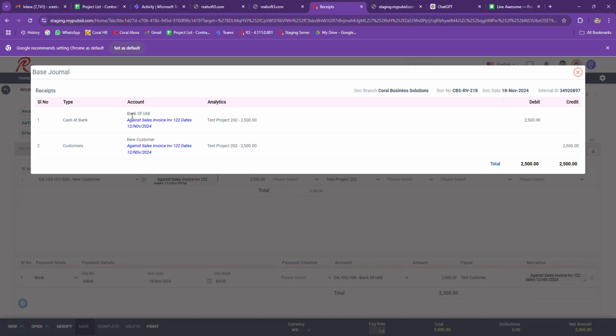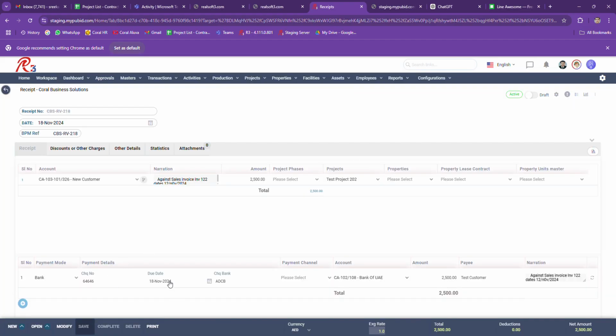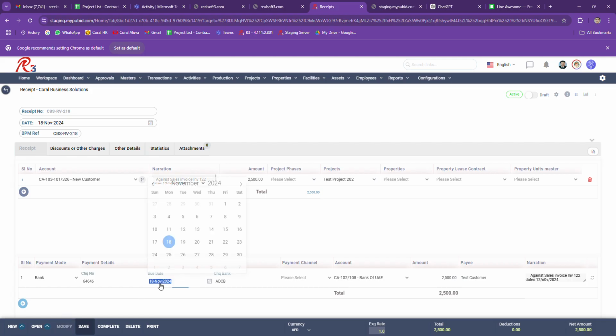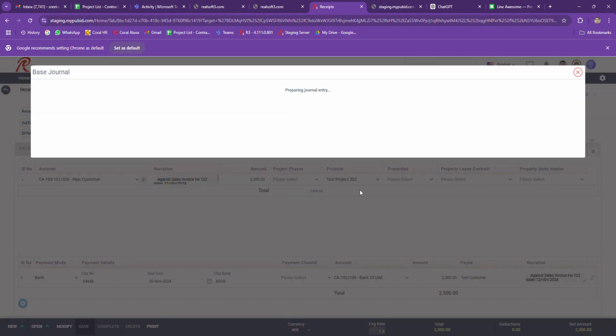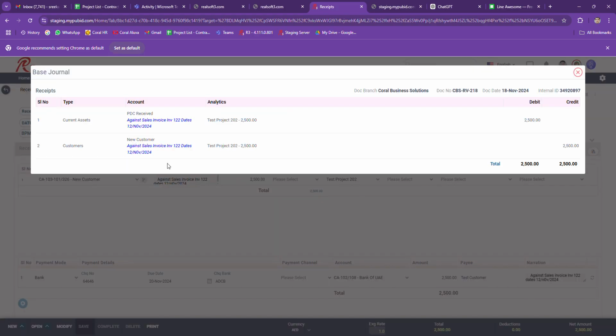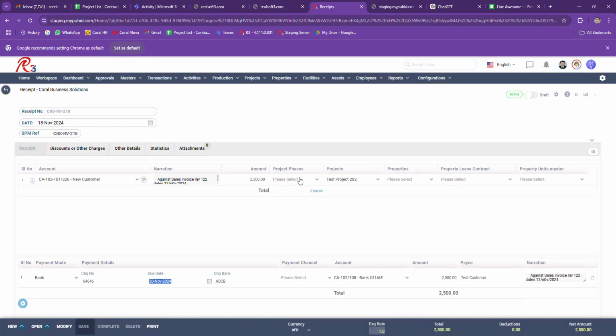So that's why there is one option in the system, that we can discuss later. Okay, currently you just see this is a current dated check and the other one is the post dated check. So we are going to make this a post dated check by changing the date. We are going to change it to the 20th of November and save this, and after saving you can see this as a PDC receipt.